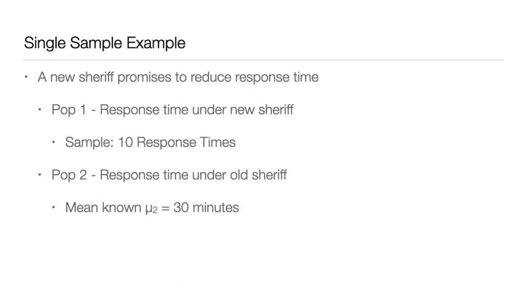Because that sheriff is no longer sheriff anymore, we have all of the response times over the sheriff's tenure, and we know that the value of the mean of population 2 is 30 minutes. We don't know the variance of this population. So we just collected information about the mean. We don't have the variance. And so in this situation, we're going to have to do a single sample t-test because we do know a parameter about the mean of the population, but we don't know a parameter about the variance.